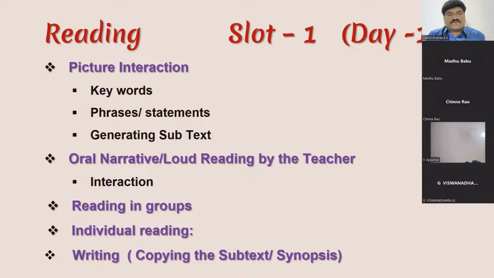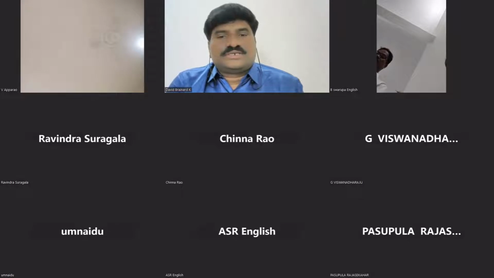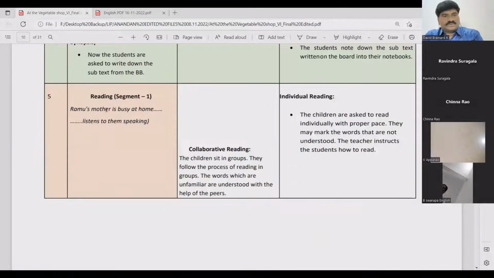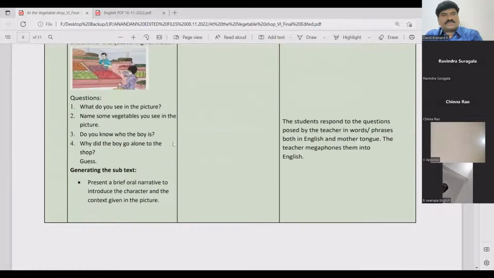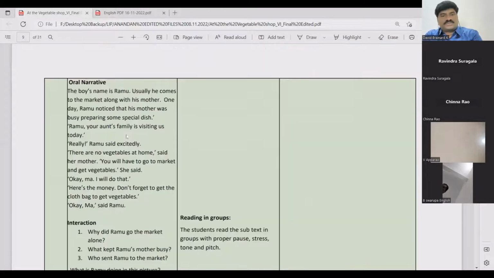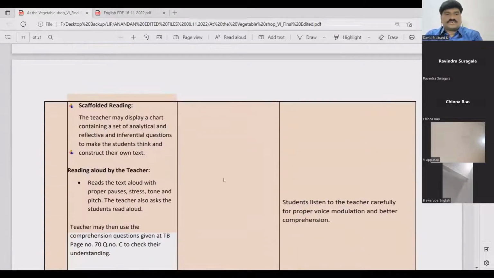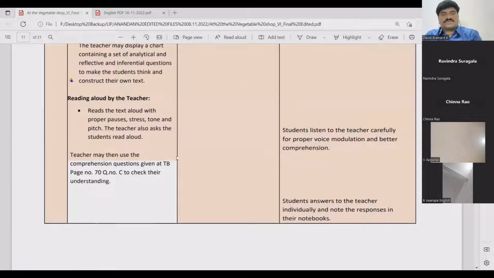I'll show you one example now. It is from the lesson plan that we have prepared as a model. I'll try to share my lesson plan. Picture reading before each segment. I'll try to share the lesson plan now. Look at this one, sir. Reading segment 1 has got picture interaction first. After that, there is the reading segment which goes with individual reading, collaborative reading, and then scaffolded reading. And finally, reading aloud by the teacher. There will be some comprehension questions towards the end.